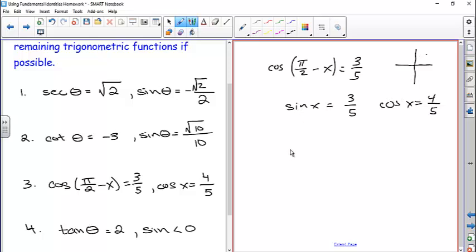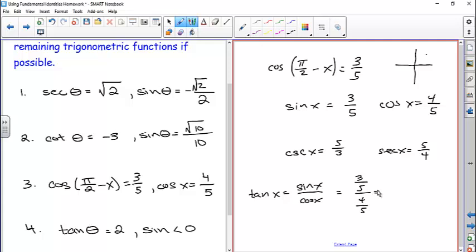So again, we can do the reciprocal identities. The cosecant of x is just the reciprocal of the sine. The secant of x is the reciprocal of the cosine. Then we can use the quotient identities. The tangent of x is the sine of x divided by the cosine of x. The sine is 3/5, the cosine is 4/5. Instead of dividing by 4/5, we multiply by 5/4. The 5's cancel out. You get 3/4. So that's the tangent.